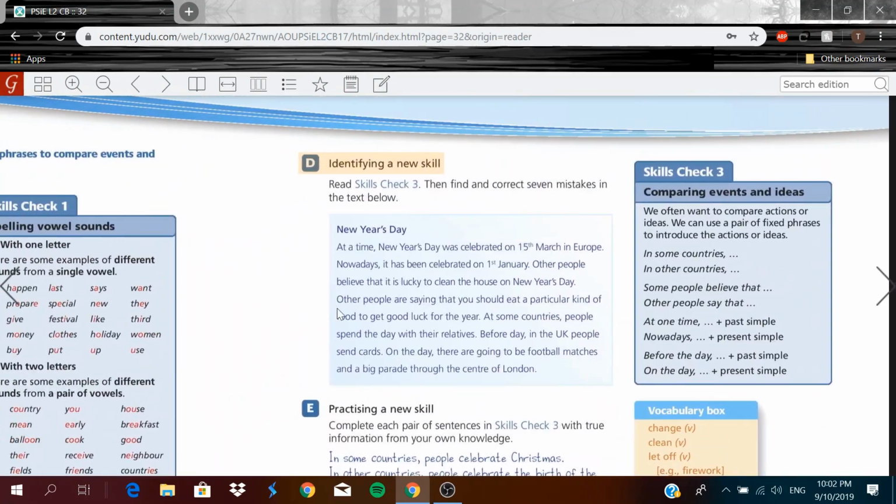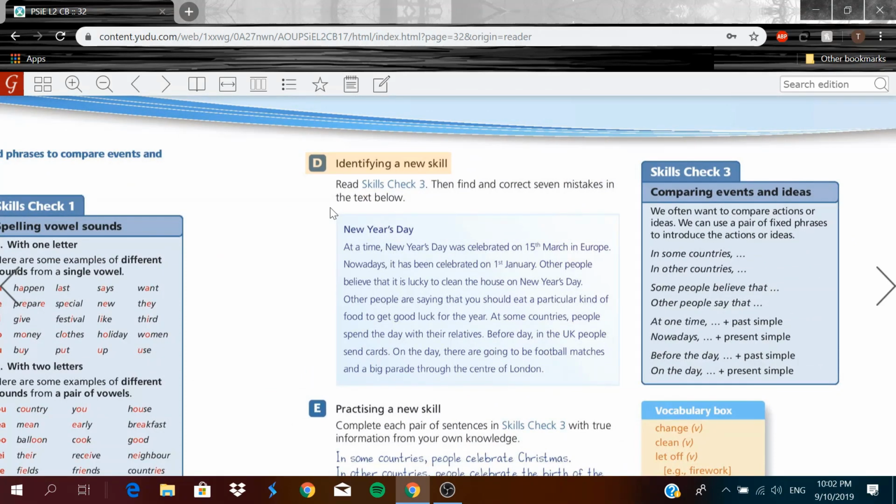So here we have exercise D, identifying a new skill. Let's go to skills check 3 here so we know what we're getting ourselves into. So we often want to compare actions or ideas. When we want to talk about comparing actions or ideas, we have 2 options. You can use a pair of fixed phrases to introduce the actions or ideas that you want to talk about. For example, in some countries, and then keep going, or in other countries, and keep going, these are called fixed phrases. Okay? You can also say, some people believe that.